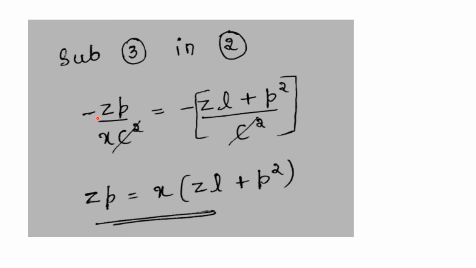That is, the minus also will get cancelled since you have an equal sign. So negative sign also will get cancelled on both the sides. So here Zp is equal to, this x will get multiplied to the RHS, so x into ZL plus P square. If you want, you can multiply x inside the bracket and you can bring both the terms to the LHS. You can do that also. So this is your final answer.